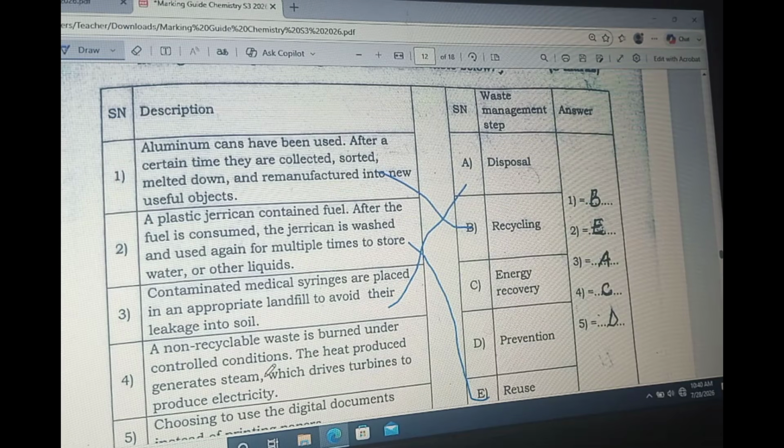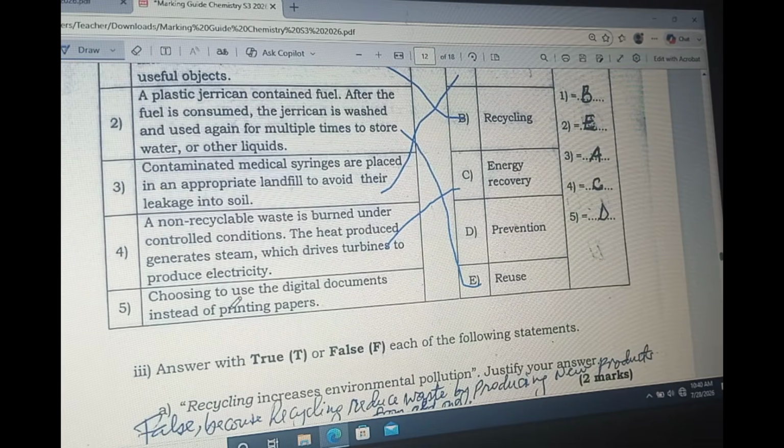Non-recyclable waste is burned under controlled conditions. The heat produced generates steam that drives a turbine to produce electricity. This is what we call energy recovery. Choose to use digital documents instead of printing paper. This is prevention, as you see here.